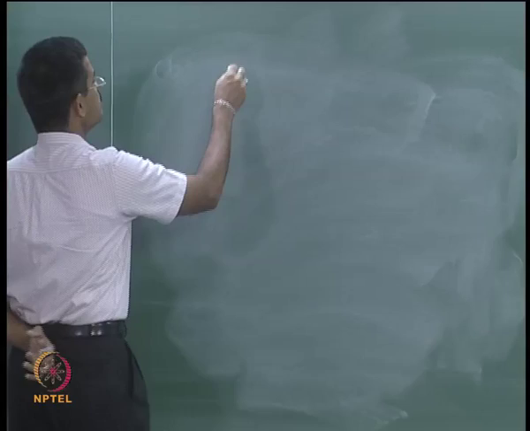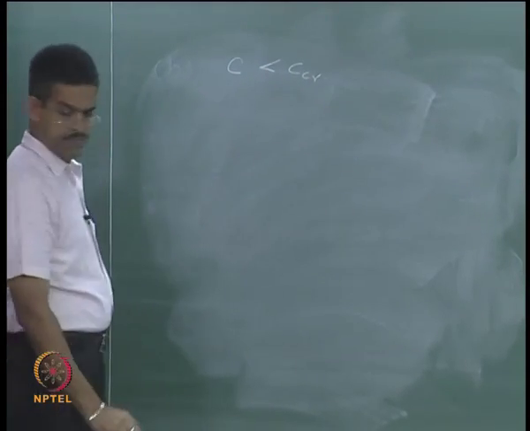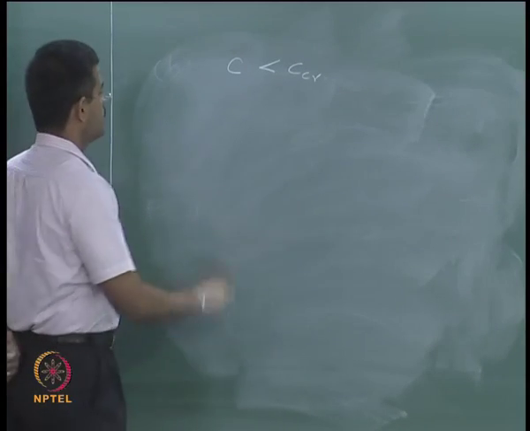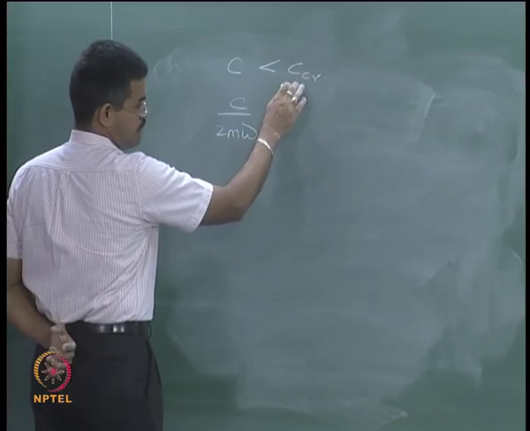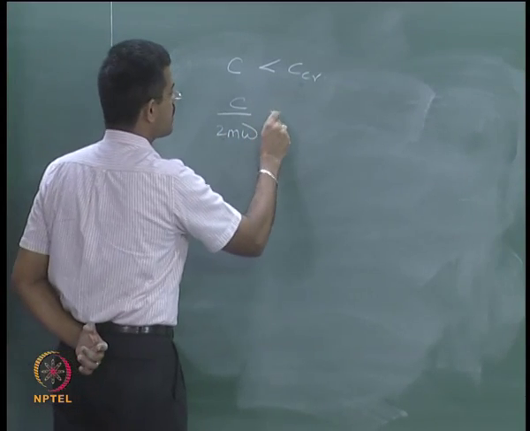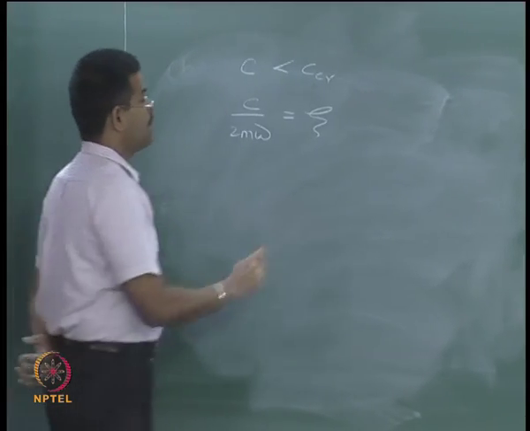Now we already know that C is less than C_cr. So C by 2m omega, that is nothing but C by C_cr, I consider this as a ratio called zeta. This is called the damping ratio.